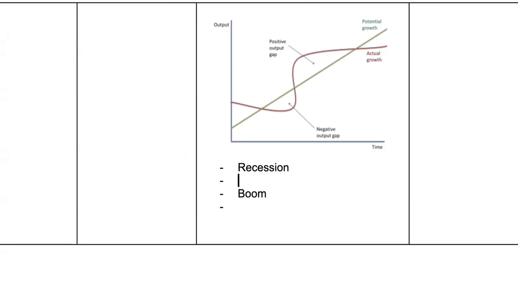What happens after a recession to get better? Recovery. Yeah, recovery. And then after a boom, it's a downturn. There are other words you can use interchangeably. You don't have to memorize these exact four. That's just the ones I know. But yeah, you've got a recession, a recovery, a boom, and a downturn.